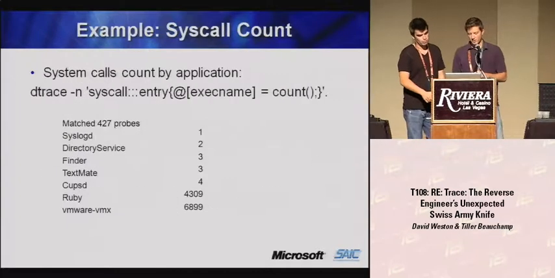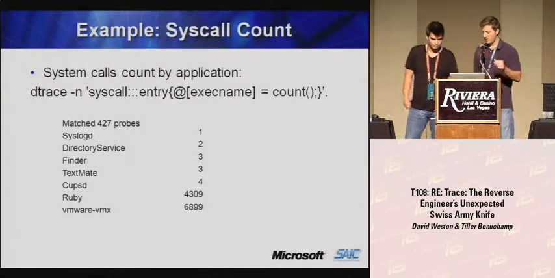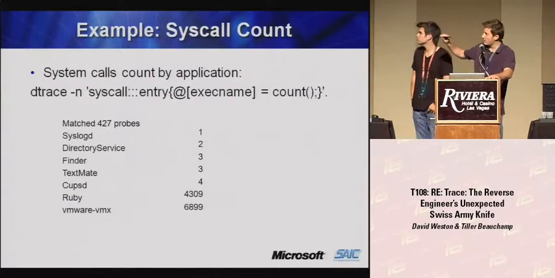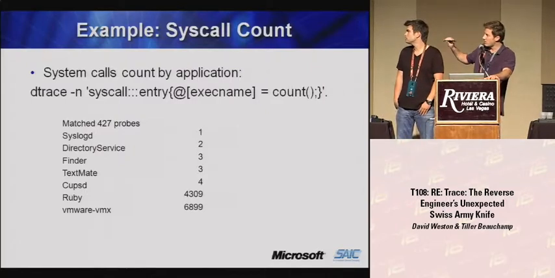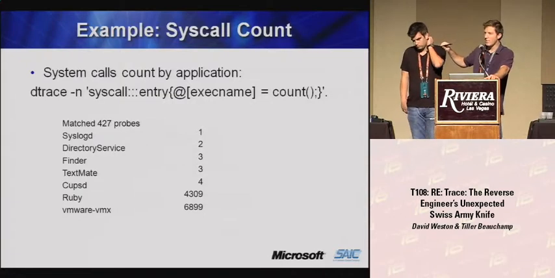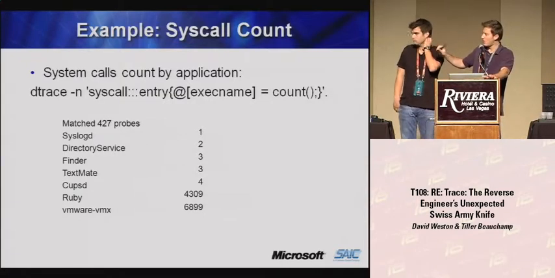Okay, so let's take a look at some simple examples. This is a one-line DTrace script. You've got the probe definition and the action itself. Basically, what this is going to do is trace every application across the system, recording the number of times that each application makes a system call, regardless of what that call was.